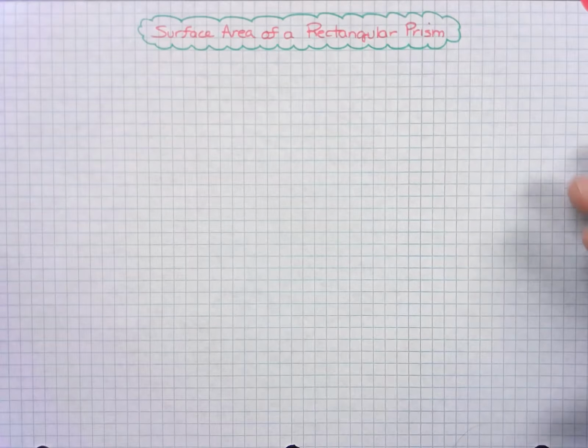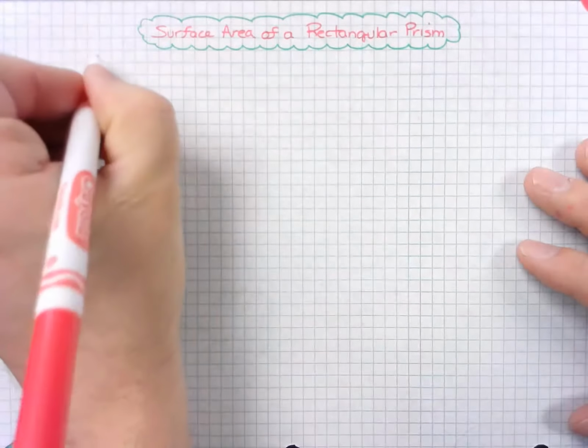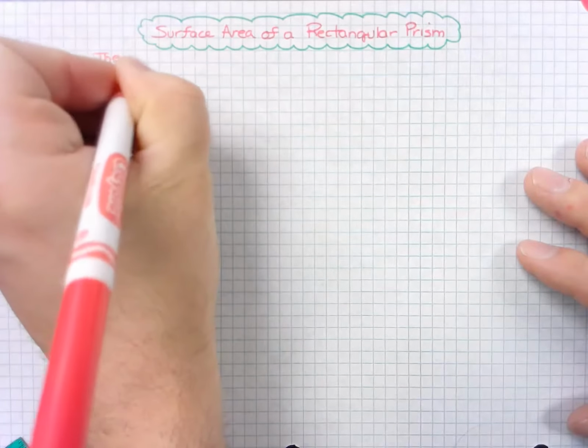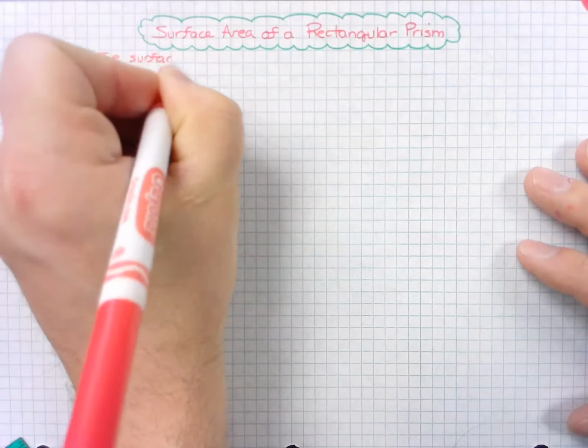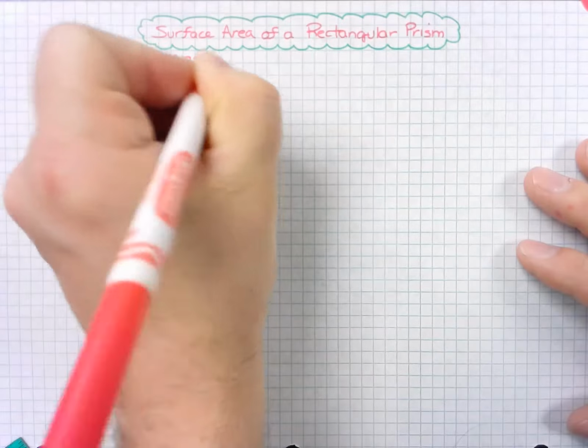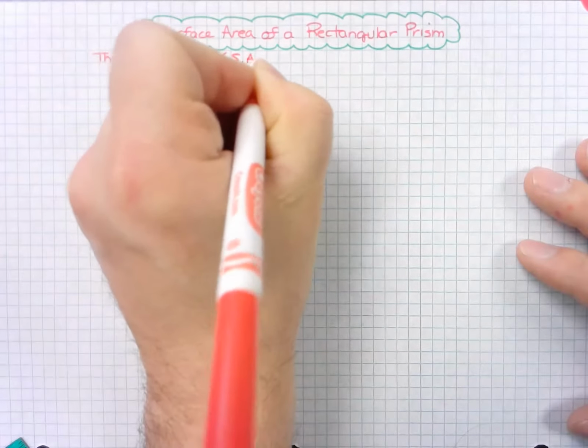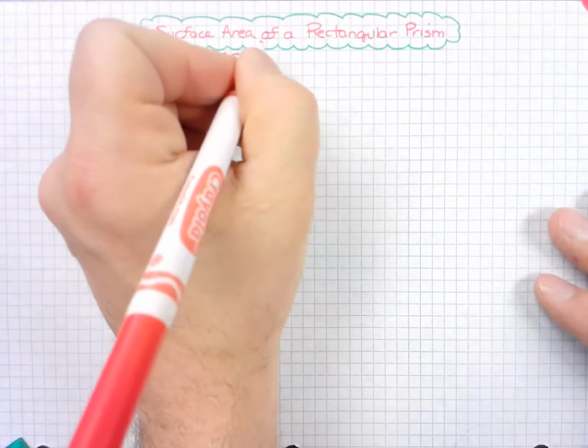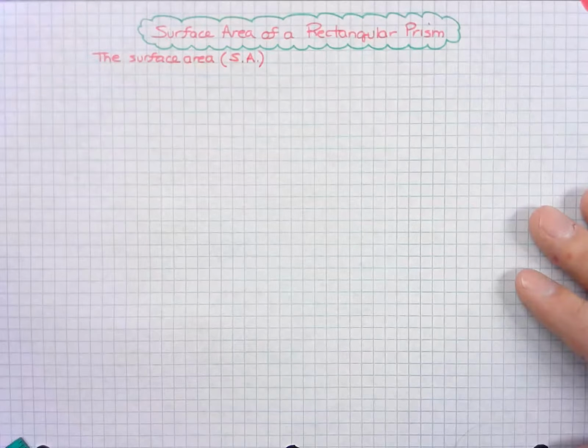Surface area of a rectangular prism. The surface area, or SA, of a rectangular prism with length L, width W, and height H is the sum of the areas of the faces.